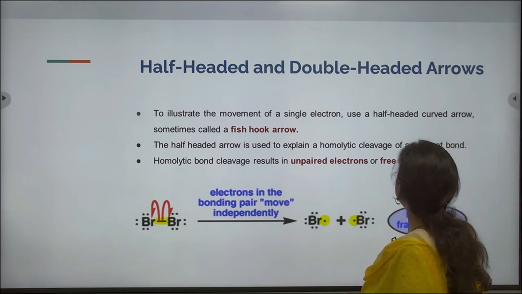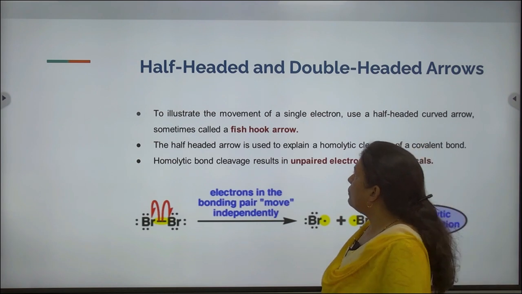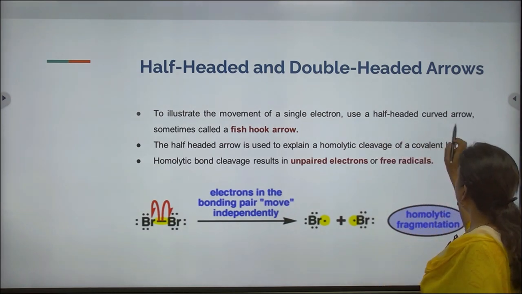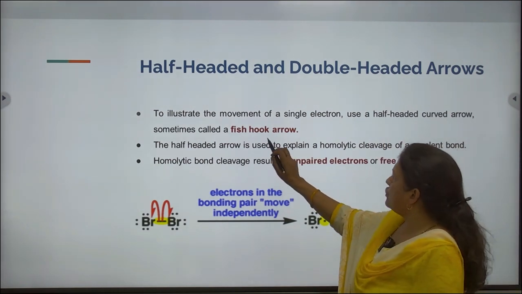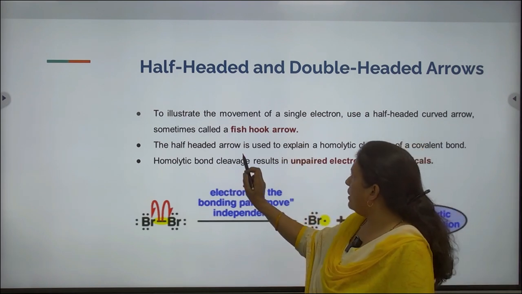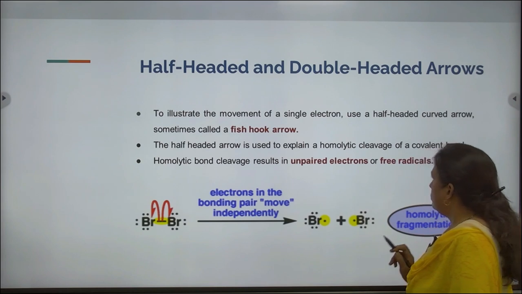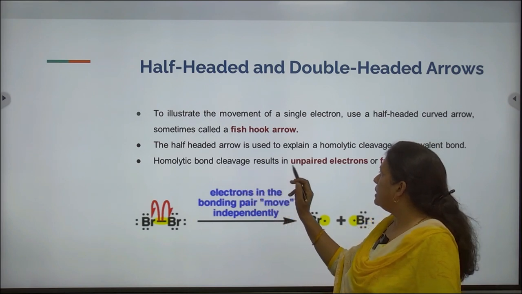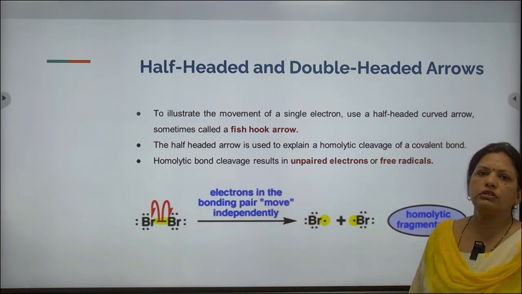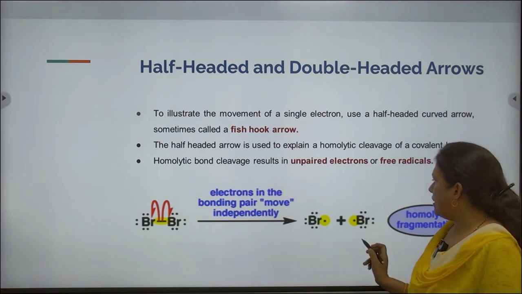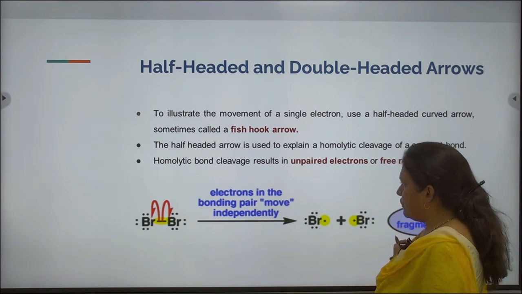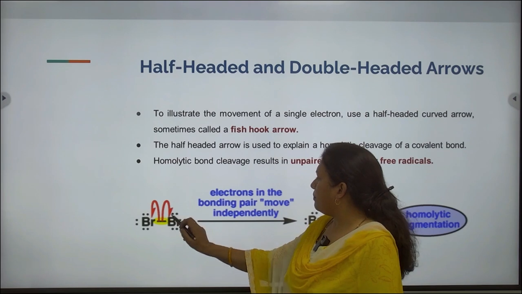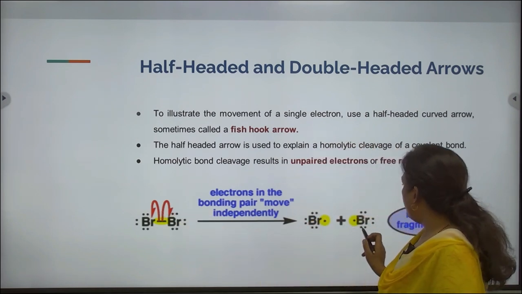Half-headed and double-headed arrows. To illustrate the movement of a single electron, use a half-headed curved arrow called a fish hook arrow. The half-headed arrow is used to explain homolytic cleavage of a covalent bond, and homolytic bond cleavage results in unpaired electrons or free radicals. This reaction shows homolytic fragmentation, and in this reaction electrons in the bonding pair move independently and form bromine free radicals.